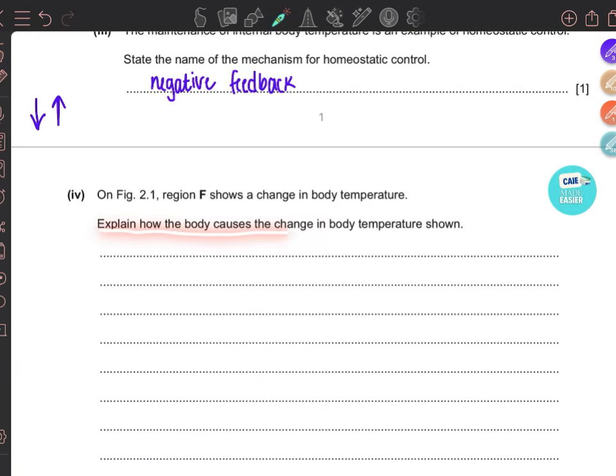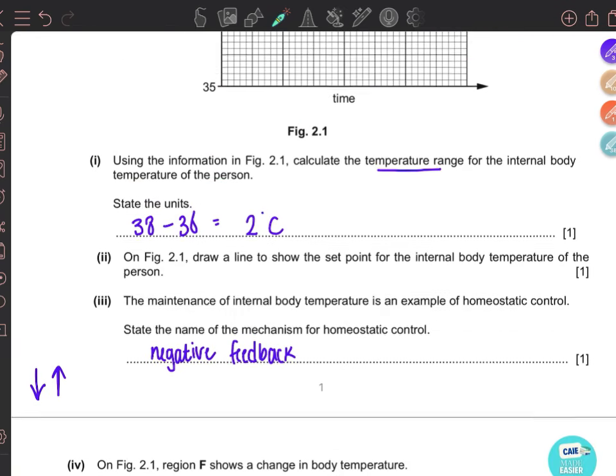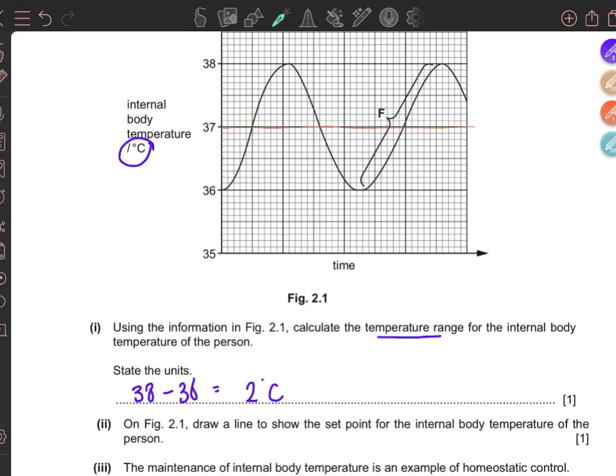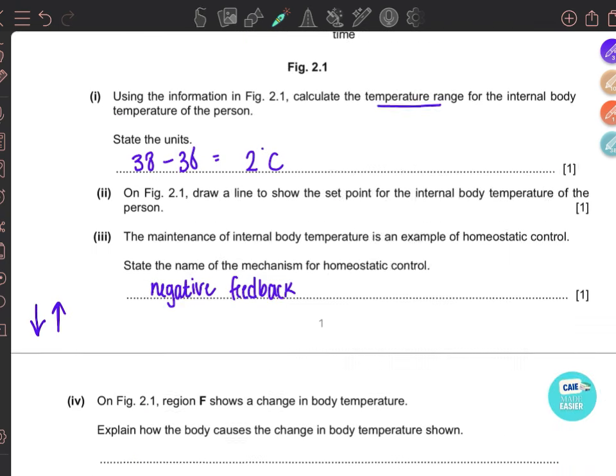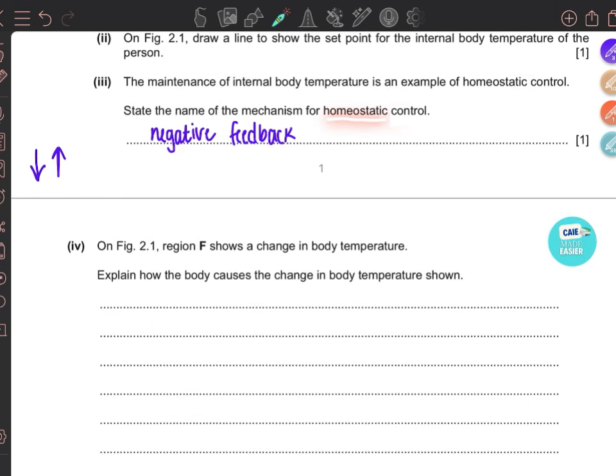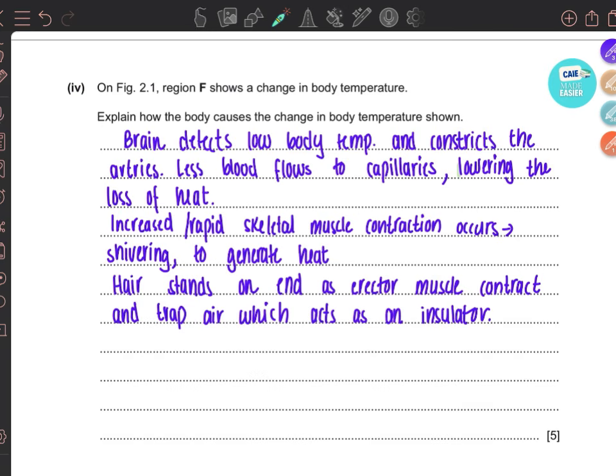Explain how the body causes the change in body temperature shown. So it's increasing from 36 to 38. You have to explain the homeostatic control by the negative feedback to increase the temperature. Okay, so the first step is that your brain is going to detect that the body temperature is lower than it should be, lower than 37. So it's going to instruct the arteries to constrict.